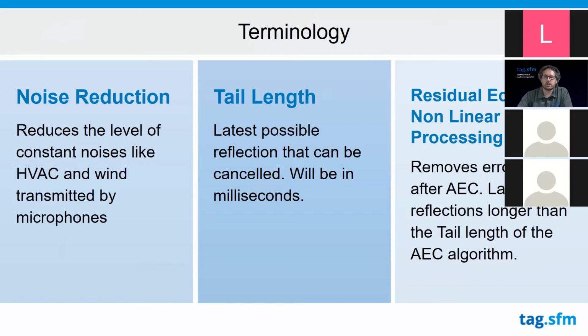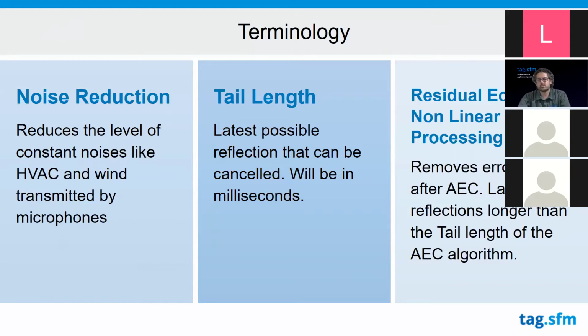Tail length, if you're not sure what the tail length is, you'll probably see that in a lot of the open architecture platforms. That's the latest possible reflection that can be canceled. Typically, it will be in milliseconds. Most of them operate around 200 milliseconds. Some of them, I don't know what they advertise at, but the brands I typically work with operate around 200 milliseconds. And what's happening is that the AAC component is holding the audio for about 200 milliseconds so that it can reference it as it bounces off the walls and comes back into the system.